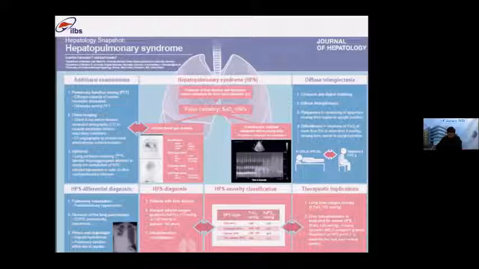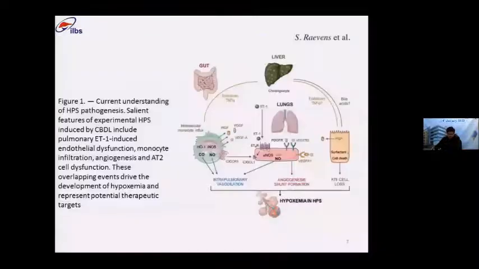This alveolar-arterial oxygen gradient can be ascertained by the ABG, and intrapulmonary vasodilatations can be established by saline contrast echocardiography or macroaggregated albumin scan. And these have therapeutic implications, which we will discuss in later slides. Now a little bit about the pathogenesis of HPS.